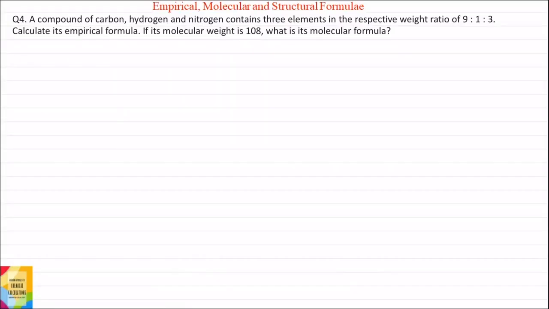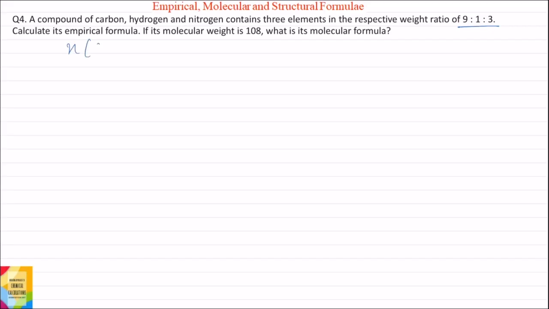Question 4. A compound of carbon, hydrogen and nitrogen contains three elements in the respective weight ratio of 9:1:3. Calculate its empirical formula. If its molecular weight is 108, what is its molecular formula? Now the ratio of weight is 9:1:3. Therefore, weight of carbon is 9 grams, weight of hydrogen is 1 gram, and weight of nitrogen is 3 grams.